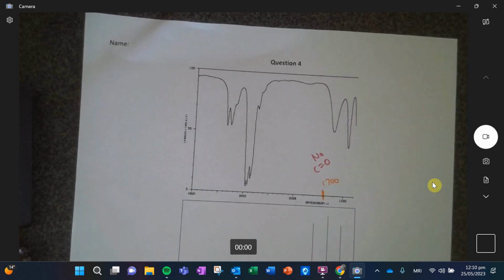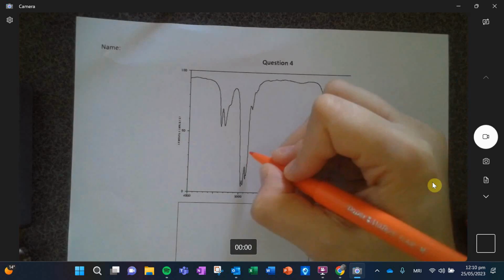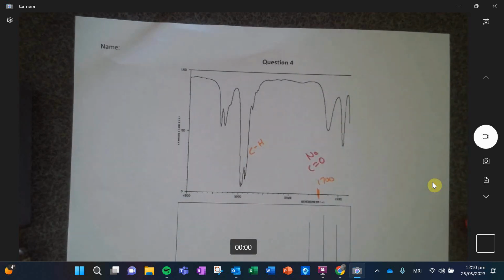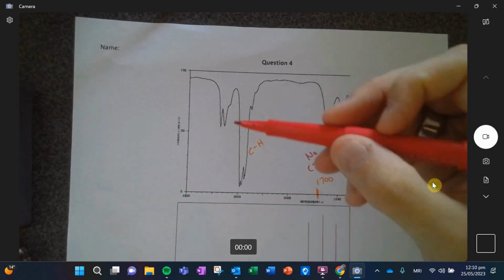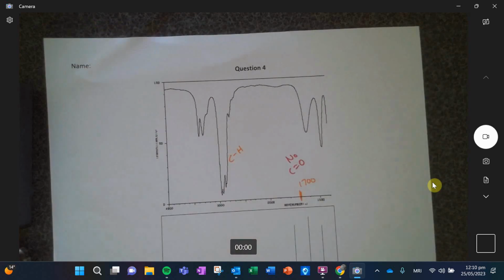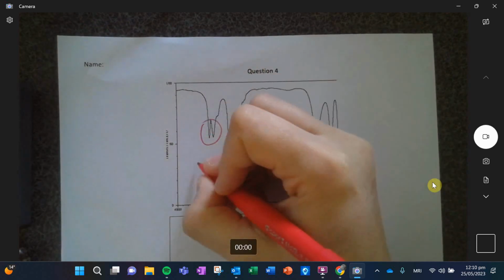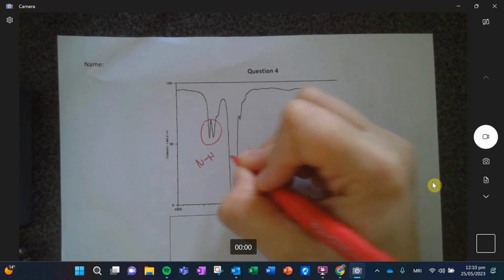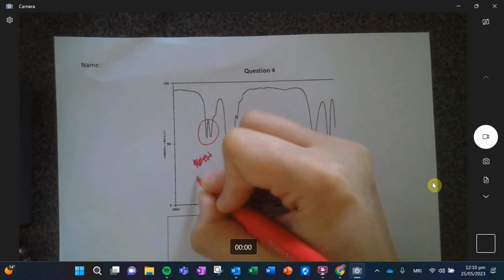All right, next thing we look for our reference point is our CH. We look to the left of it. I see something here. What is that characteristic of? An NH2. Should I write NH2?